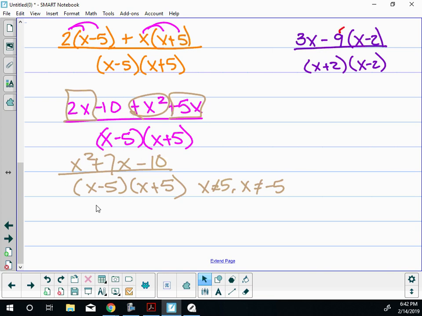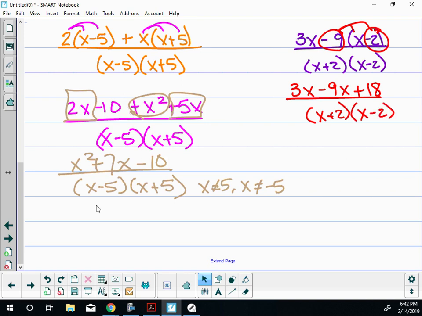Distribute the 9. So 3x minus 9x. Be careful because you have a negative 9 and a negative 2. So that's going to make positive 18. X plus 2, x minus 2. Look for common or like terms that you can combine. 3x minus 9x is negative 6x plus 18 over x plus 2 times x minus 2.